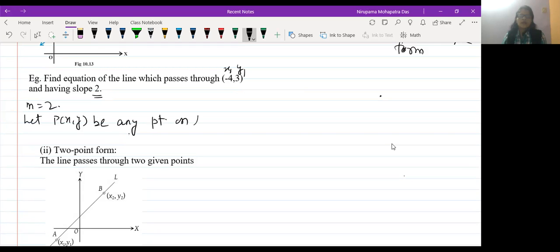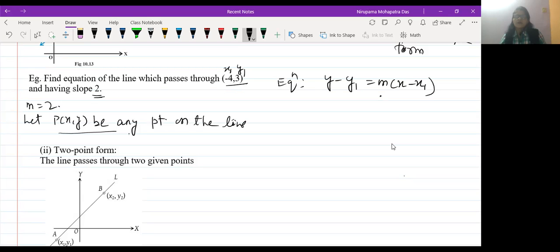any point on the line. Even if you do not write this, if you want to directly apply the formula, that is also fine. So the equation of the line would be what? Point given, slope given, so no confusion. y minus y1 equal to m into x minus x1. It means y minus 3 equal to 2 into (x plus 4).